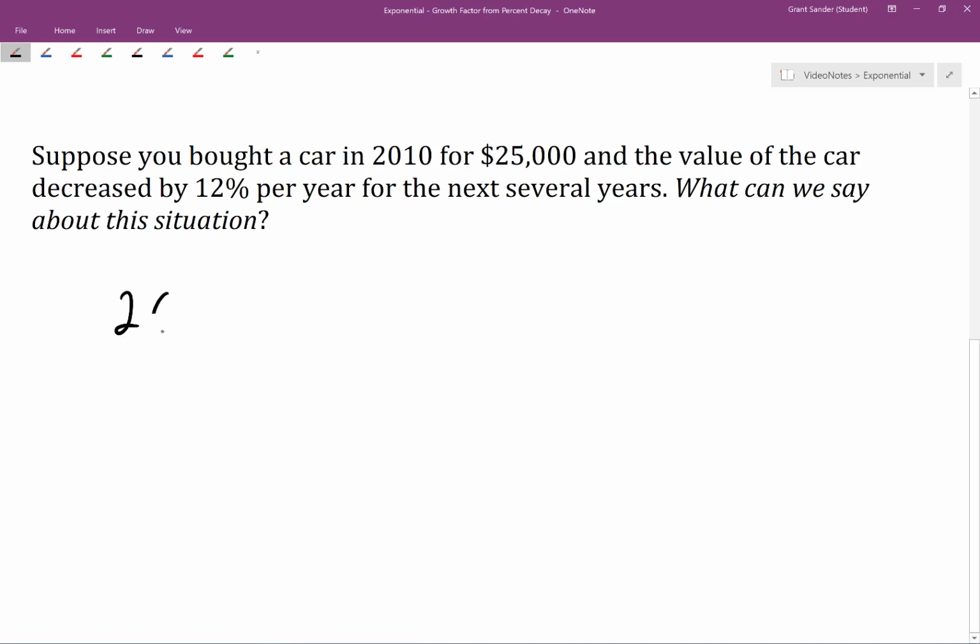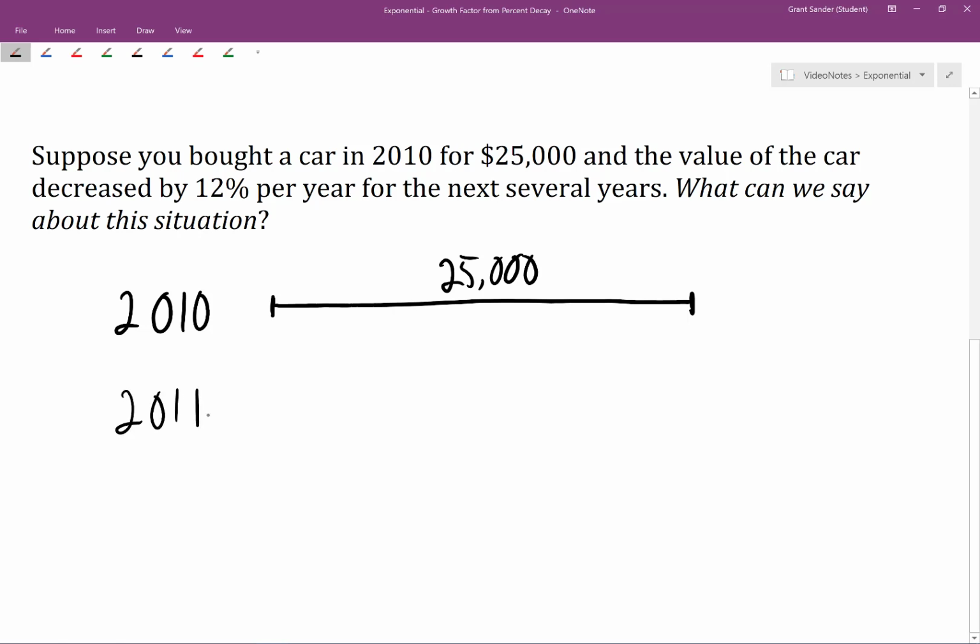So in 2010, the car has some value, and let's represent that value with a line segment. So we know that that's $25,000. And then we'll draw another segment for 2011, but let's do some work first. So we know that from 2010 to 2011, the value of the car decreased by 12%. So this value actually decreased by 12% of that original value. So we have a change of negative 12% relative to that original $25,000.